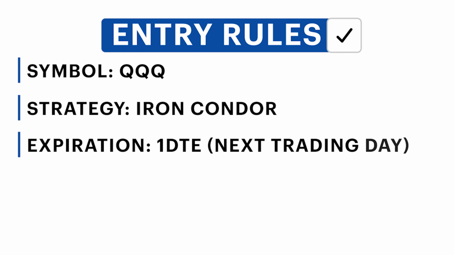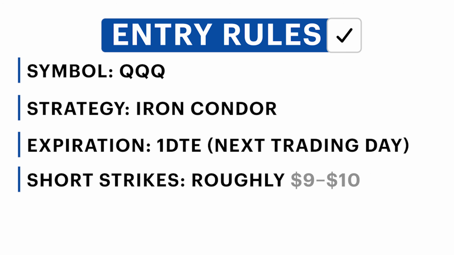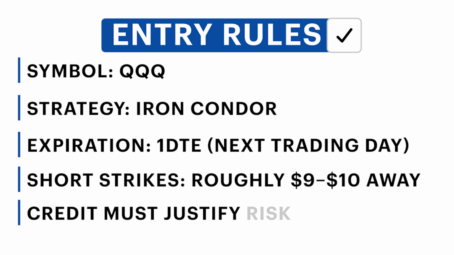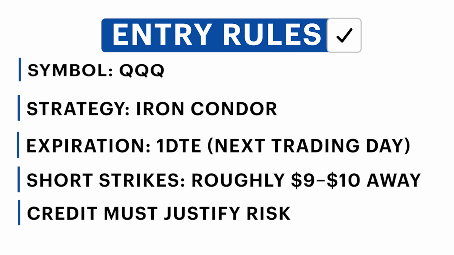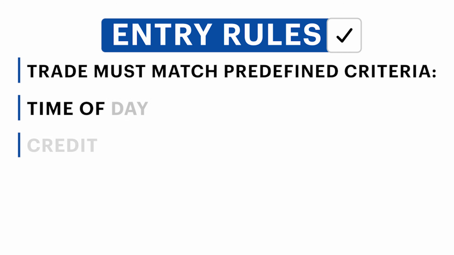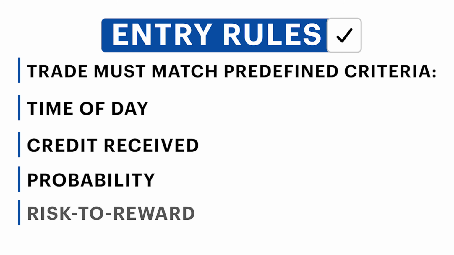Second is the entry rules. This answers the question, what actually triggers a trade? For my plan, the setup starts with QQQ. The strategy is a 1DTE Iron Condor. I'm looking for a defined structure with short strikes roughly $9 to $10 away from the current price, and eventually I want the entry to be based on clear criteria like time of day, credit received, probability, the risk to reward, and whether the setup matches the backtest. If the setup does not match the criteria, I don't want to force it. That is the difference between trading a plan and a trading urge.